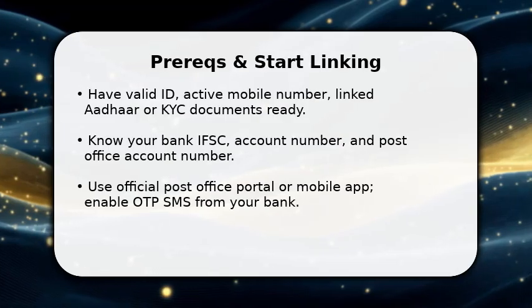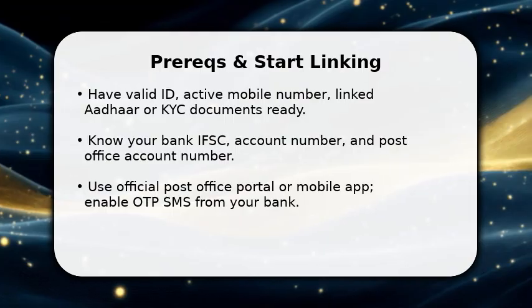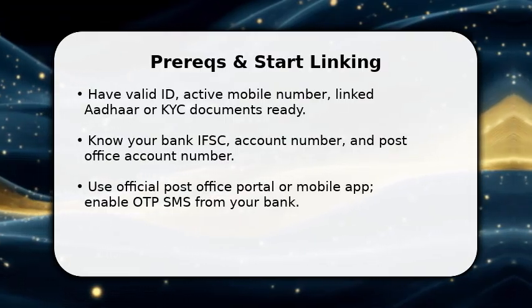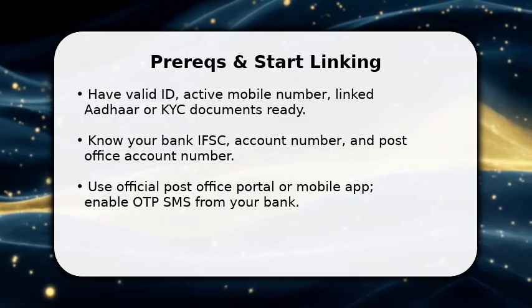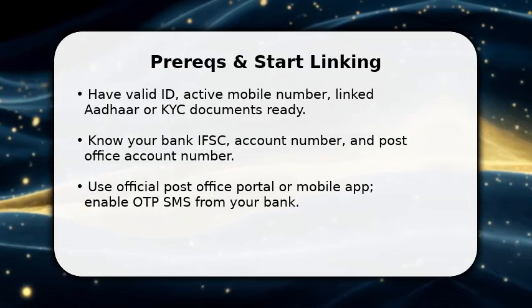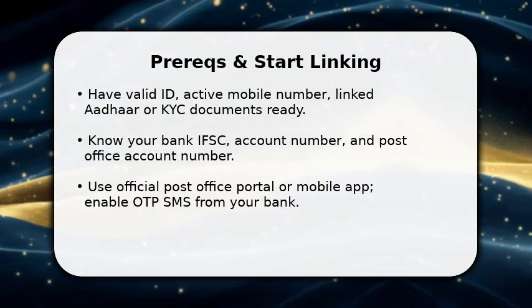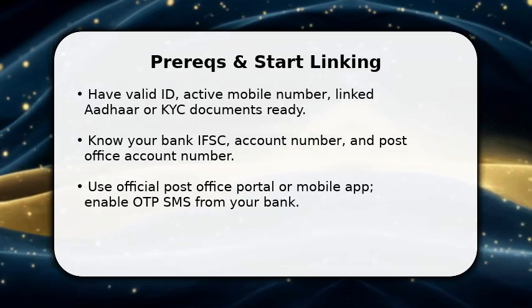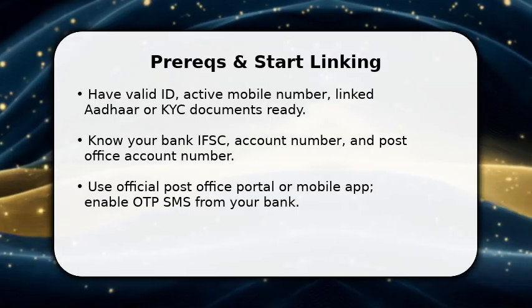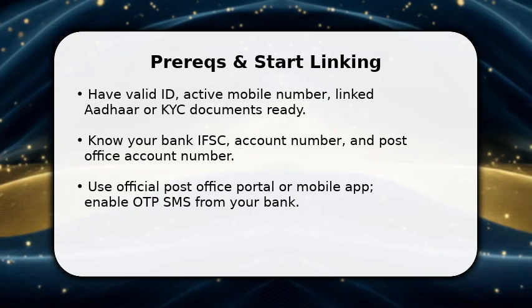Enjoy the video. You begin by confirming prerequisites: valid ID, active mobile, and KYC matched between bank and post office. Once done, open the official post office portal or app and choose Link Bank Account. Enter your bank IFSC and account number. This connects the routing data. Make sure your mobile can receive OTPs because both systems use SMS verification. Without that, the link cannot be authenticated. Start now so the portal can validate details in the next step.